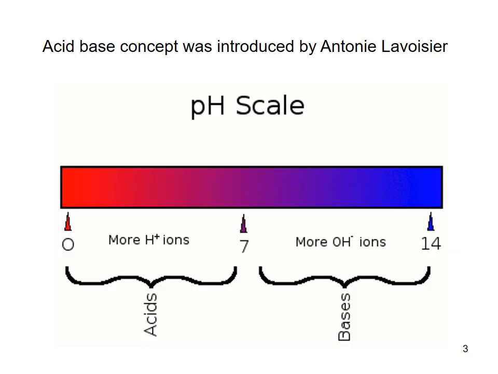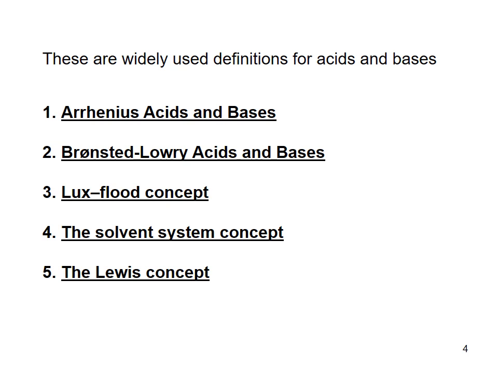This acid base concept was introduced by the famous scientist Antoine Lavoisier. The simplest scale is the pH scale. pH 7 is neutral, less than pH 7 is acidic, and more than pH 7 is basic in nature. As per the syllabus, the main topic is the different concepts of explaining acids and bases: Arrhenius concept, Lowry-Bronsted concept, Lux-Flood concept, solvent system concept, and the Lewis concept.